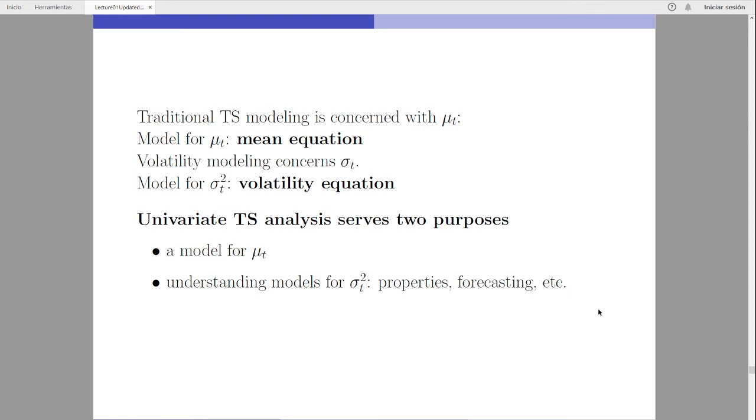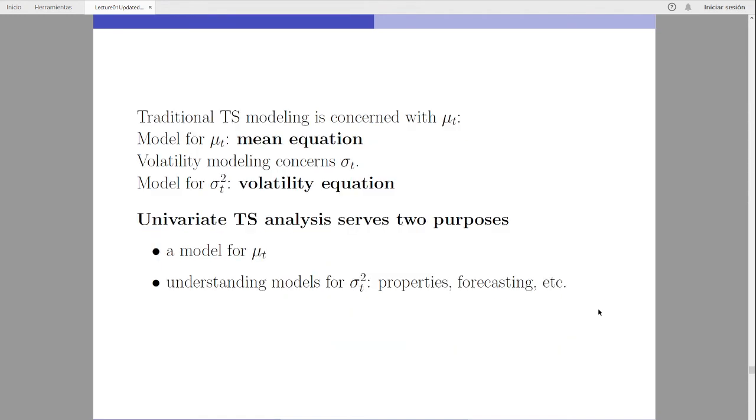And in general, univariate time series analysis serves a double purpose. The first one gives us a model for the predictable part, for the mean, for mu_t. And the second purpose is giving understanding of models for sigma squared. What properties they have, how can we get into that, how can we use them to forecast future returns, all that.